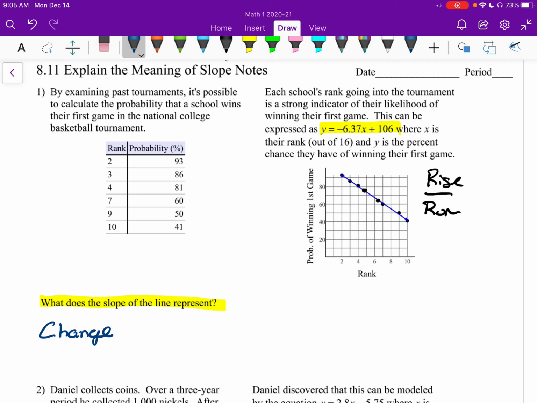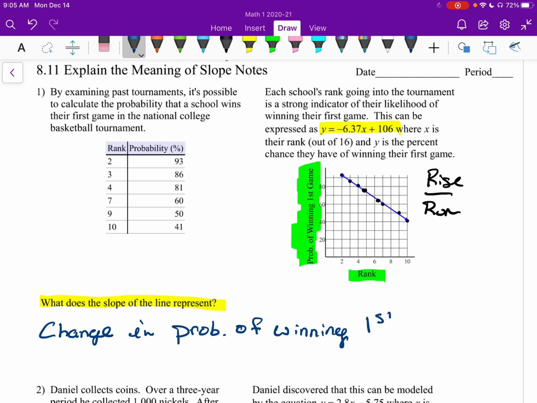And I'm going to look at my graph here. The probability of winning the first game and the rank. Change in probability of winning first game. And then I could either use the word versus or the word for. Sometimes I want to use the word versus. So change in the probability of winning first game versus change in rank.